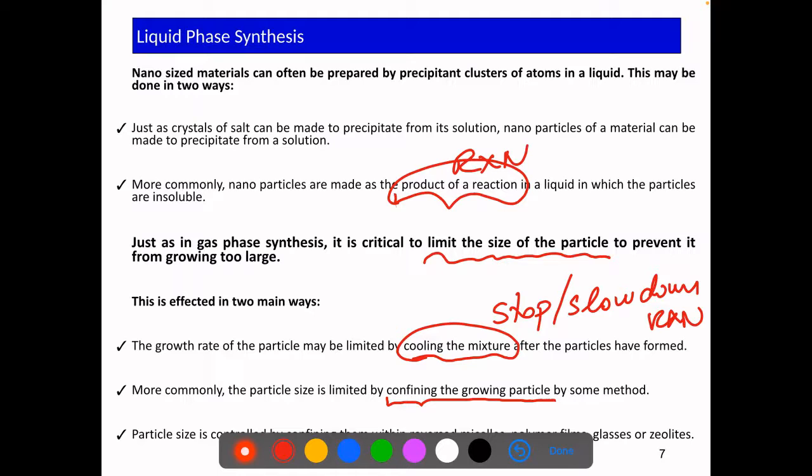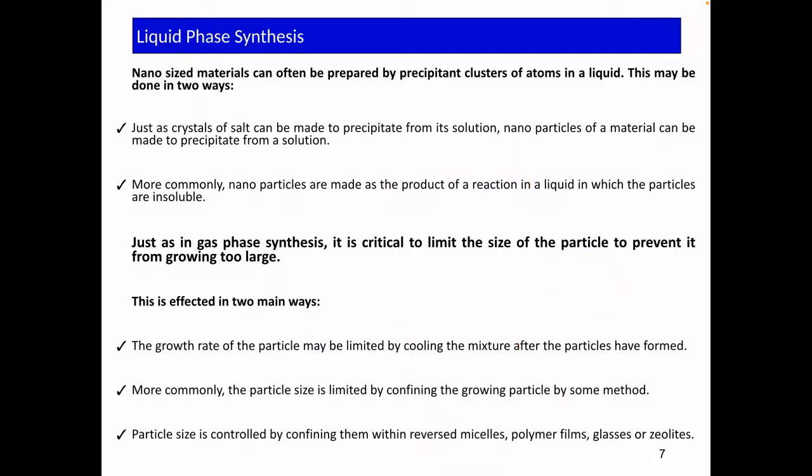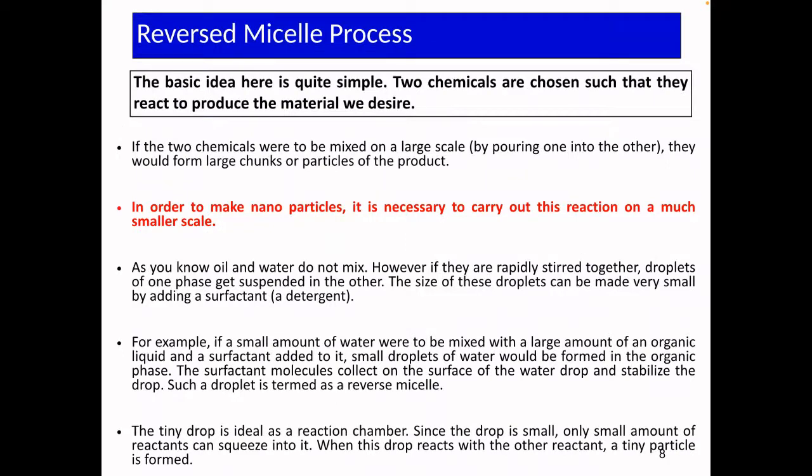So you grow it in a little room that it can't grow anymore. That's called confining. Particle size is controlled by confining them within reverse micelles, polymer films, glasses, or zeolites, like nanoporous materials, not necessarily only zeolites. We use their empty rooms that are in nanometer sizes as reactors for confinement. Okay, the basic idea here, here meaning the reverse micelle process, is quite simple.